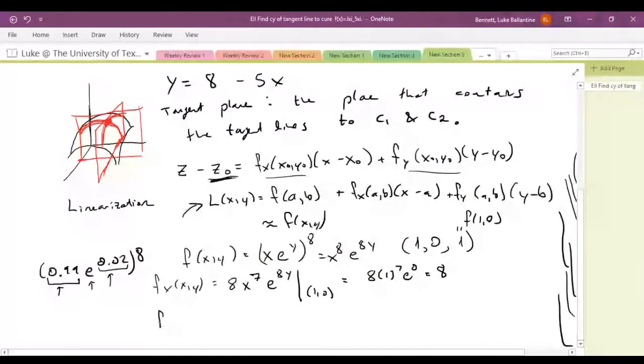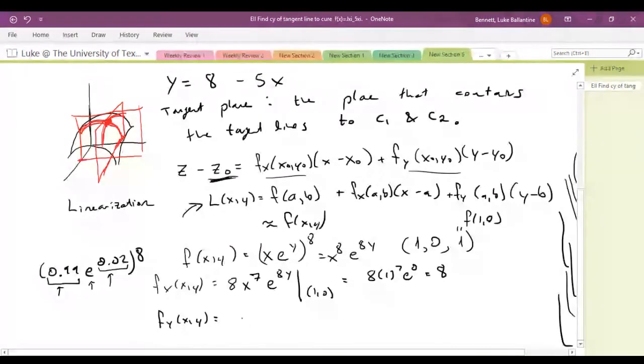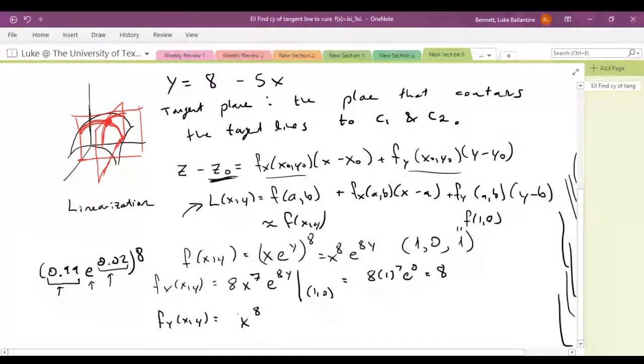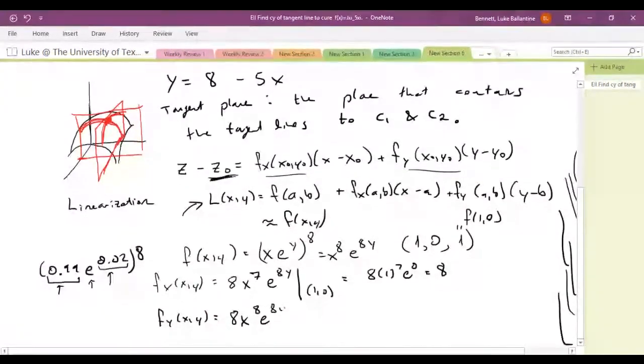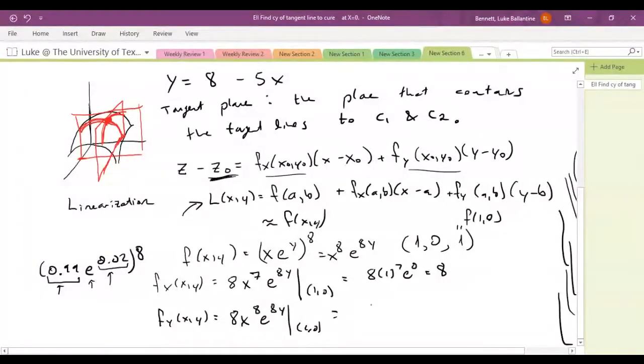And then we have f y of x y equals, let's see, differentiating with respect to y, we have x as a constant multiple, and then with respect to y, well, the 8 just comes out, then we copy and paste the e to the 8y. Evaluate at 1, 0. We have 8 times 1 to the 8th times e to the 0. This is 8 again.